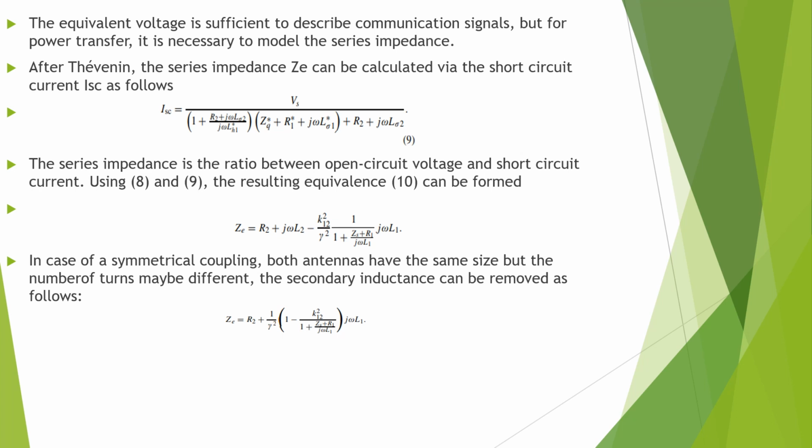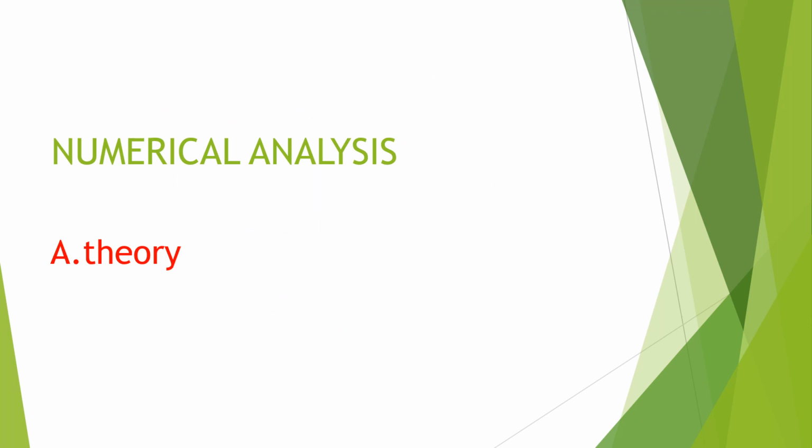In the case of symmetrical coupling, both antennas have the same size but the number of turns may be different. The secondary inductance can be removed as follows. This is the formula for that, and we can remove it.